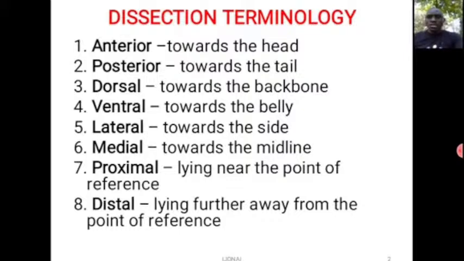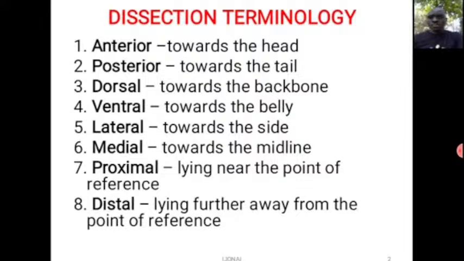Then medial, from the word middle, it simply means towards the midline. That is medial. Then we have proximal. Yes, proximal means lying near the point of reference. So if we say a structure is proximal to the head, it means it is closer to the head, which is the point of reference in that case. If it is proximal to the chest, it simply means that structure is lying closer or towards the chest. So proximal means near the point of reference.